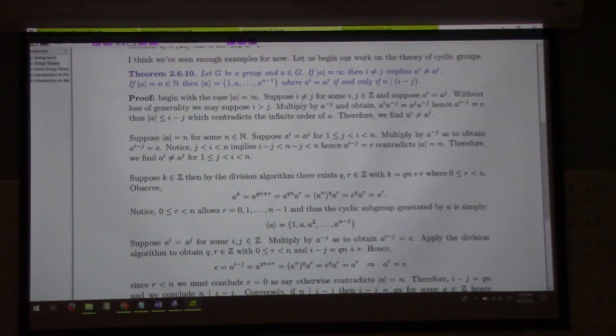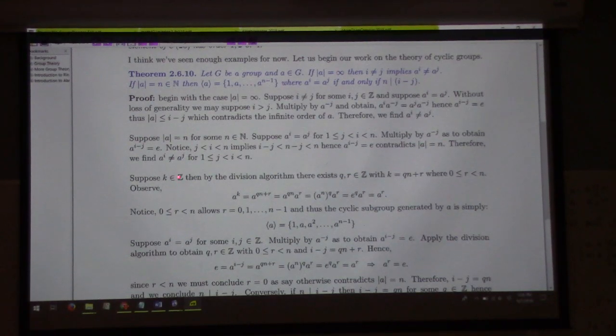All right, so that proves that that's a distinct list, right? That proves that there are n things in this list. And then it still remains to show that these are equal if and only if n divides i minus j, right? So that's what we're going on to prove.